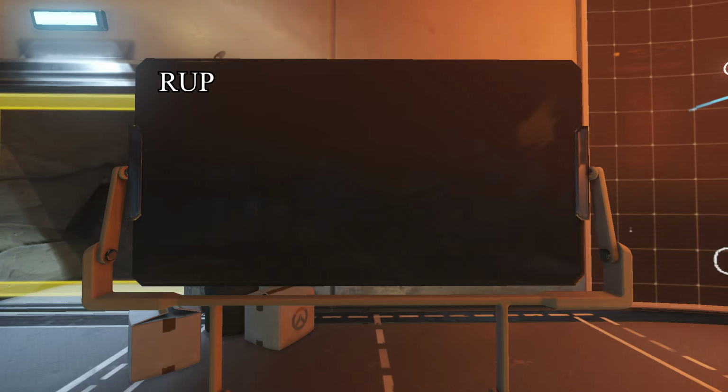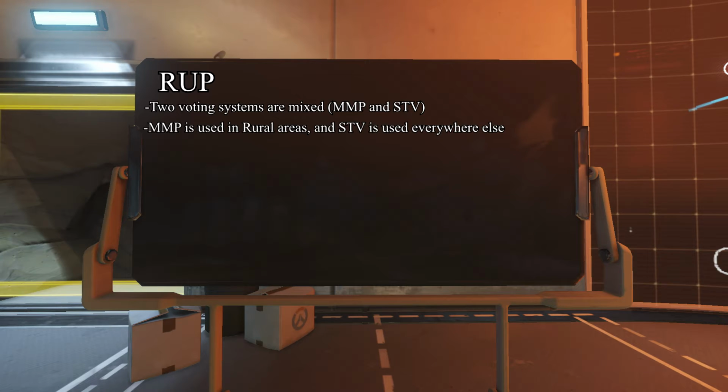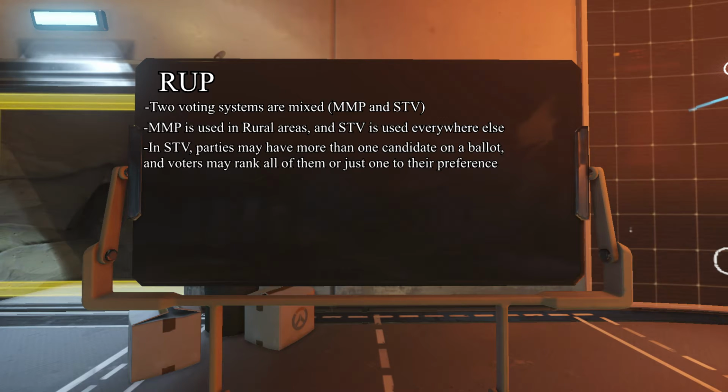And finally, we have RUP. In RUP, there are two different types of voting systems mixed in: MMP and STV. MMP is used in rural areas of BC, and STV is used everywhere else. We already covered MMP before, so we'll focus on STV. In STV, or single transferable vote, parties may have more than one candidate on a ballot, and voters may rank every candidate from 1 to whatever number they'd like.